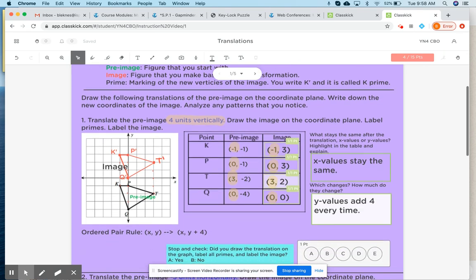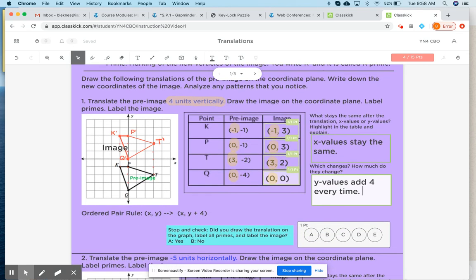Okay, and then for this last thing, I'm going to check out my ordered pair rule. It says, and this is kind of confusing, but see if we can figure it out, (x, y), and we read this symbol as goes to, (x, y) goes to (x, y + 4). Why would that make sense, I wonder? So be thinking about that as you look at it. You don't have to get it yet, but maybe you already see a pattern of what's happening here with the x's and the y values.